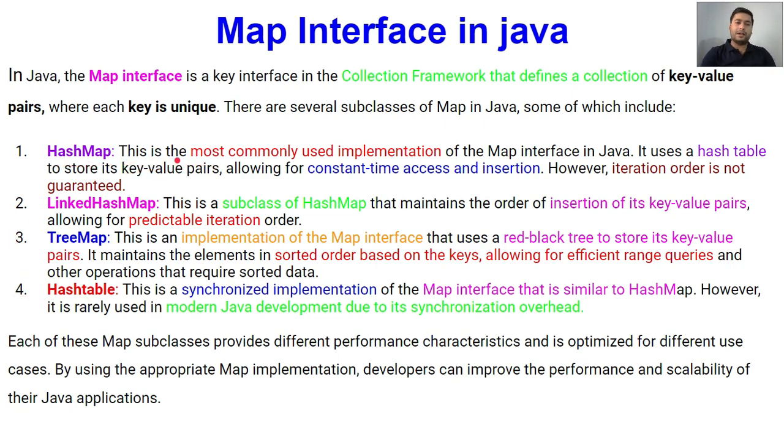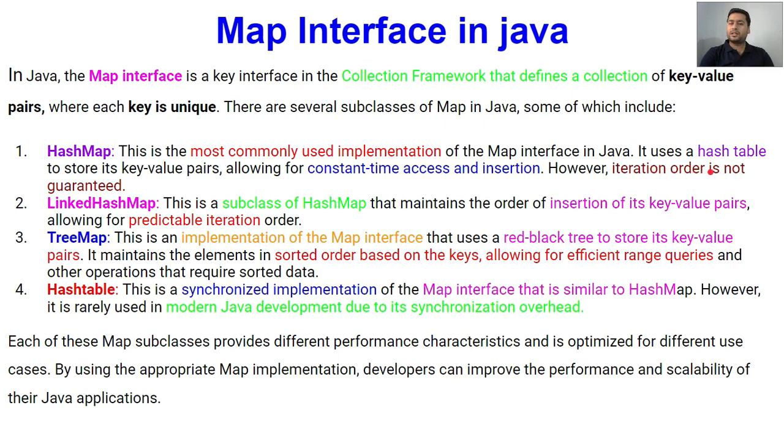Map is an interface, so we can't create an object for it, right? We can only create objects for the implemented classes, and one implemented class is HashMap. Let's talk about the HashMap. This is the most commonly used implementation. That is right, because if you talk about maps, everybody says okay, let's go with the HashMap, because HashMap is very popular and you can use it in any situation, no issue in that. So this is the most commonly used implementation of the map interface in Java.